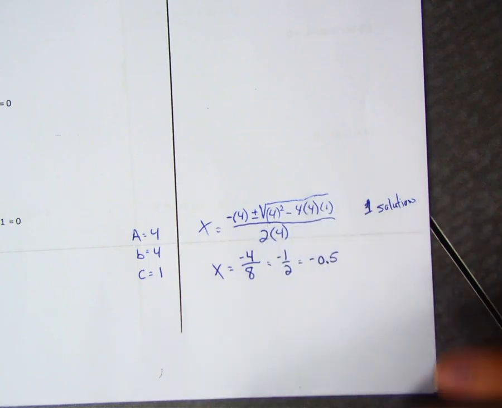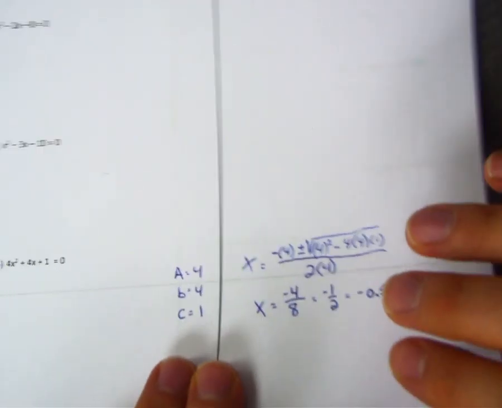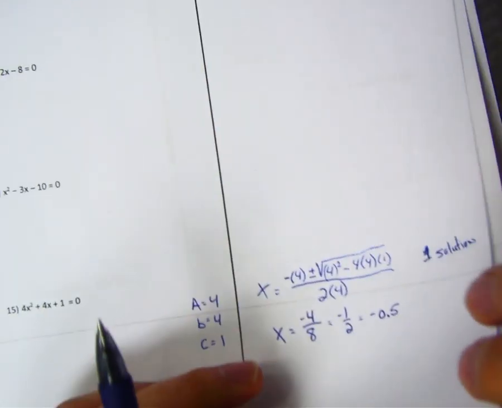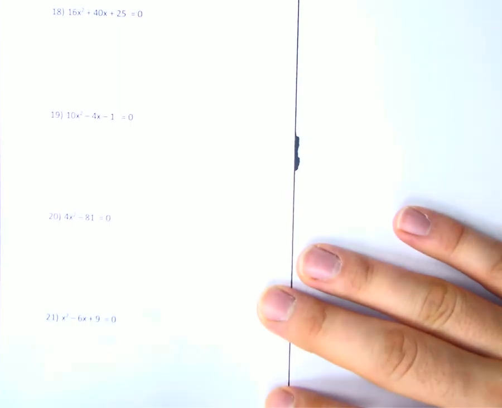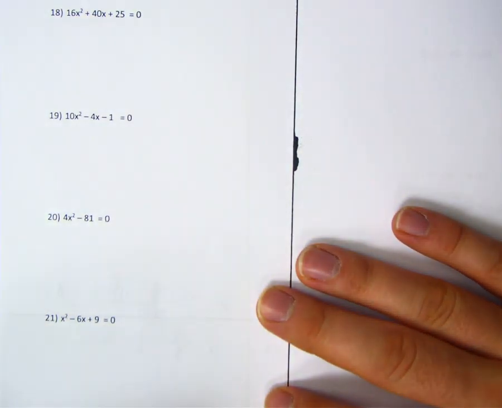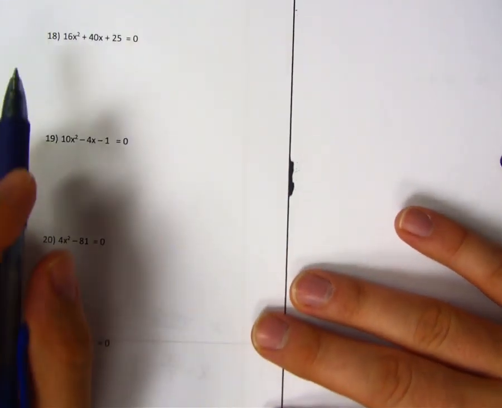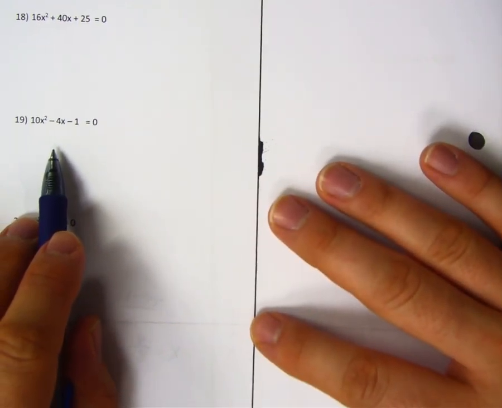All right. I'll do one more. If you're good with this, you can go ahead and stop it and just continue on working on these. But I wanted to do one more. I'm going to do number 19.